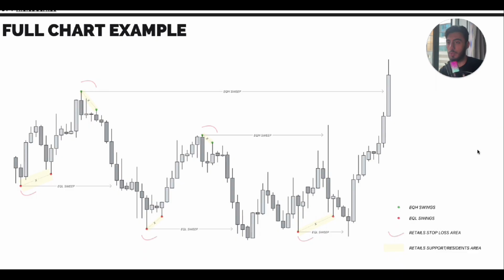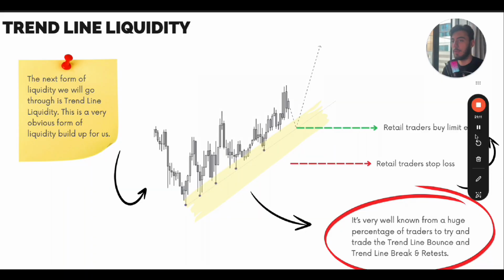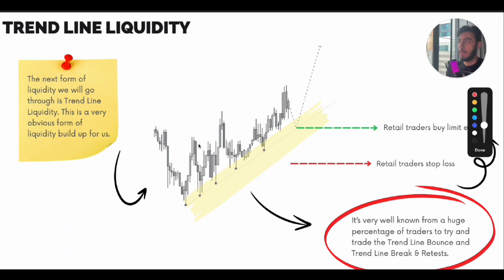Now we're going to dive into the next type of liquidity. That's going to be the trend line liquidity, okay? The next form of liquidity we will go through is the trend line liquidity. This is a very obvious form of liquidity build-up for us, okay? It's so obvious and it's so easy to understand the trend line. And trend line is one of the best and one of my favorite liquidity types that I have. So how is the trend line going to work? It's very well known to a huge percentage of traders to try to trade a trend line bounce, and the trend line breaks and resistance. So how is it going to work?